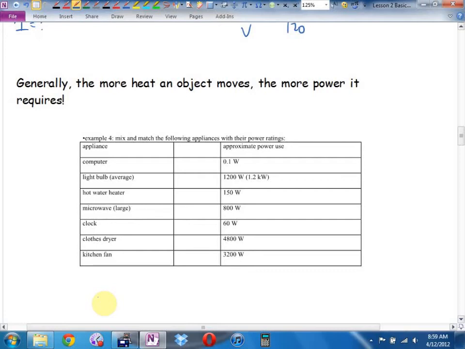If you ever pull your clothes dryer away from the wall, that's a 220 volt outlet. That's one of two 220 volt outlets. Your stove also probably has a 220 volt power outlet. Those are the two devices that use the most power. So which of these is the most power here? You know what? A clothes dryer pulls 4,800 watts.